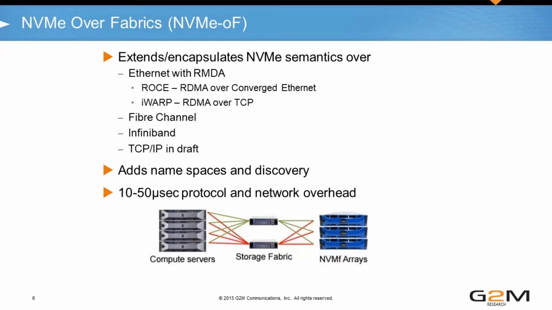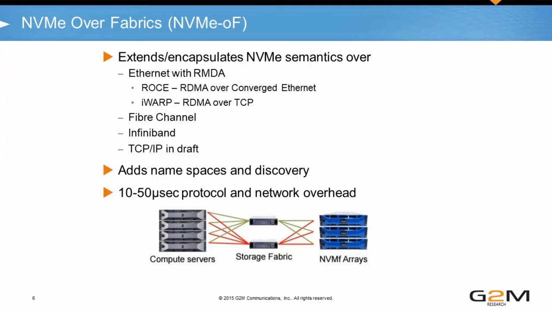NVMe over Fabrics today adds namespaces and discovery, some of the services necessary for running what we traditionally have called a SAN, but new generation vendors will, of course, object to that term. The basic takeaway is that NVMe over Fabric adds somewhere in the 10 to 50 and more likely in the 10 to 20 microsecond range from the compute server to the NVMe over Fabric array and back.